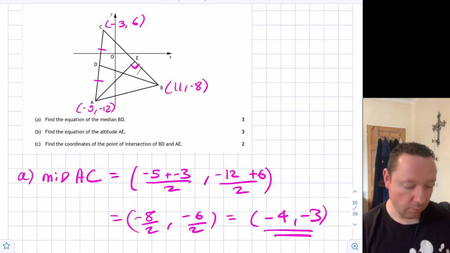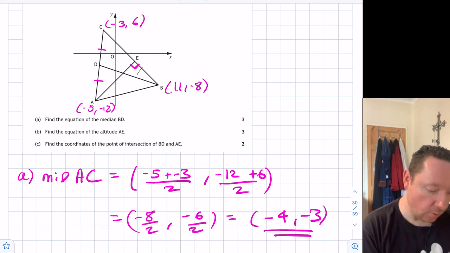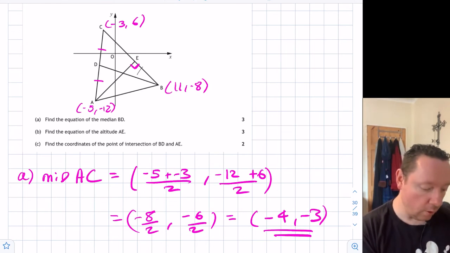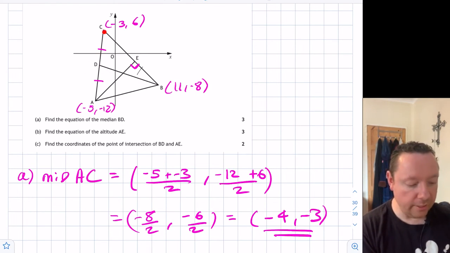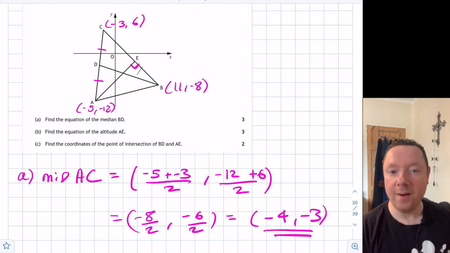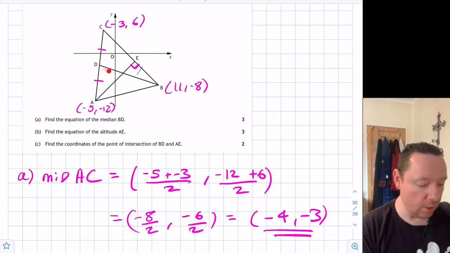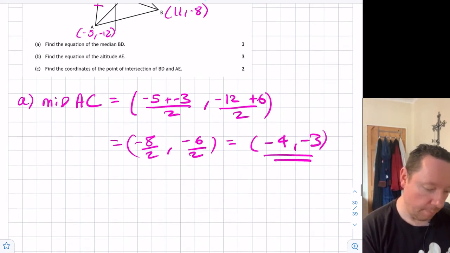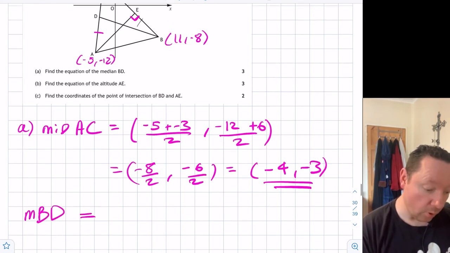We now need to work out the gradient of our median. Now notice, a lot of people make this mistake. Do not work out the gradient of this line when you're doing medians. That's not going to help us. We want the gradient of the line we're actually doing. We want to work out the gradient of the other line, so it's not perpendicular, it's the gradient of BD. So we want the gradient of B to D, D being our midpoint.